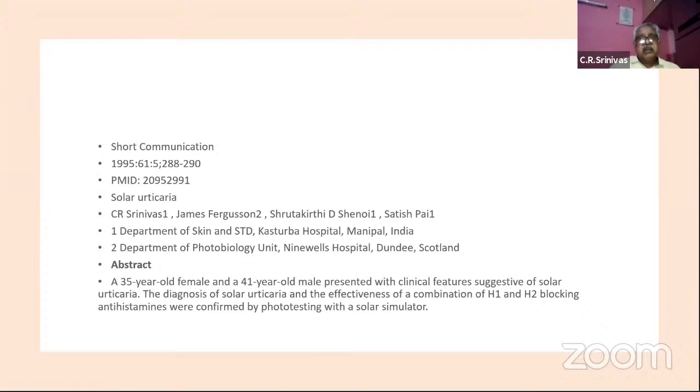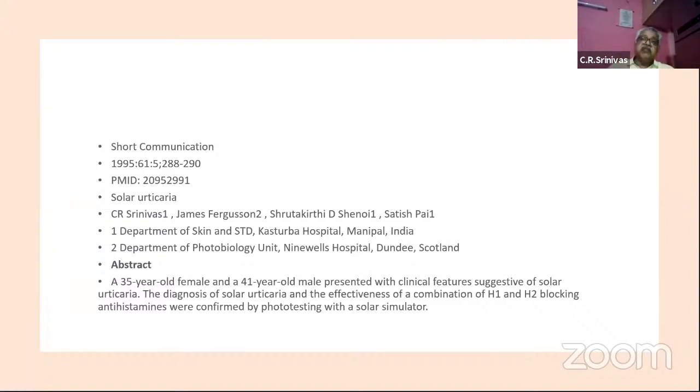We had a solar simulator installed in Manipal with which we did a lot of studies, for finding out the MED and all. We did that study. And we also did a study on urticaria where we were able to suppress the urticaria by finding the minimal urticarial dose. We have a minimal erythema dose, we have a minimal urticarial dose. That amount of sunlight, be it the UVA, UVB, visible light, which can induce urticaria, is the minimal urticarial dose.